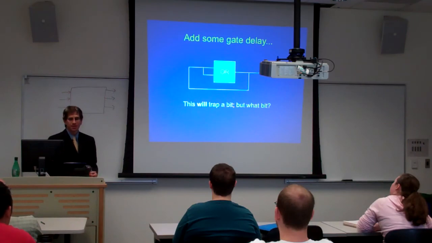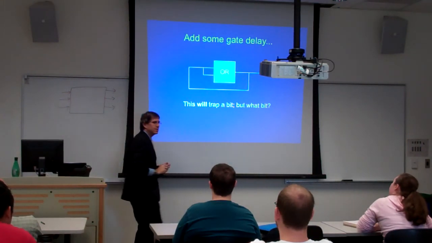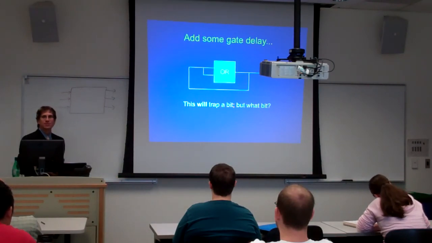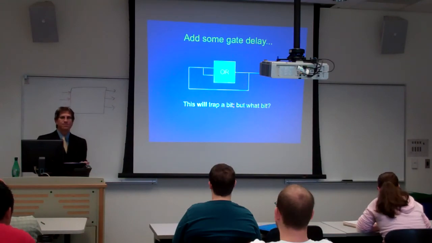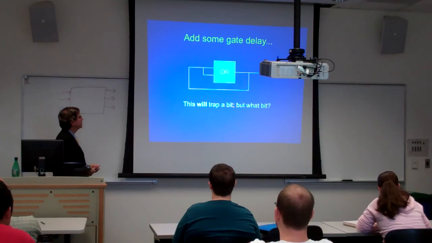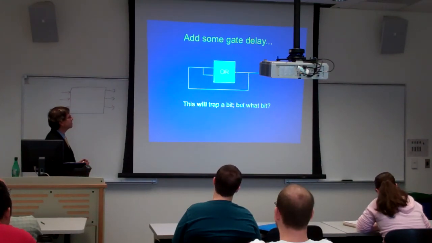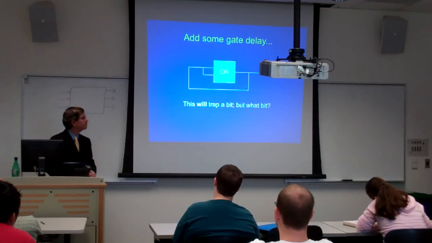So if you take an OR gate, and you take its output and you feed it back in to both inputs on the OR gate, that will trap a bit. And the output will be either a 0 or a 1. And it's kind of undecidable which one it's going to be. But it will store a bit, and it will preserve it in there. Okay, so that's a simple storage unit. But we can't control which bit we're storing, whether it's a 0 or a 1.